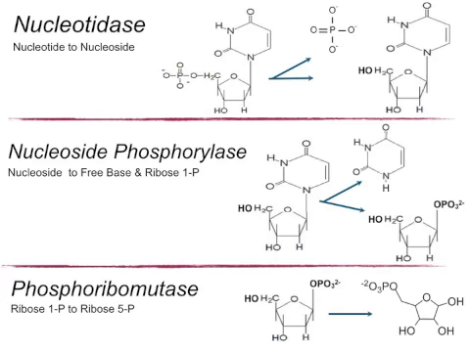The breakdown of nucleotides relies on three major classes of enzymes. These are nucleotidases, nucleoside phosphorylases, and phosphoribomutases. Nucleotidases break down nucleotides to nucleosides by removing the phosphate groups. Nucleoside phosphorylase removes the base from the nucleoside to yield a free base plus ribose 1-phosphate. Phosphoribomutase isomerizes ribose 1-phosphate to ribose 5-phosphate, which is an intermediate in the production of PRPP. And so ribose 5-phosphate can be recycled to make more nucleotides.